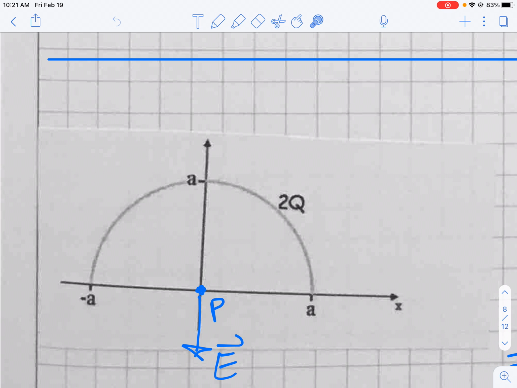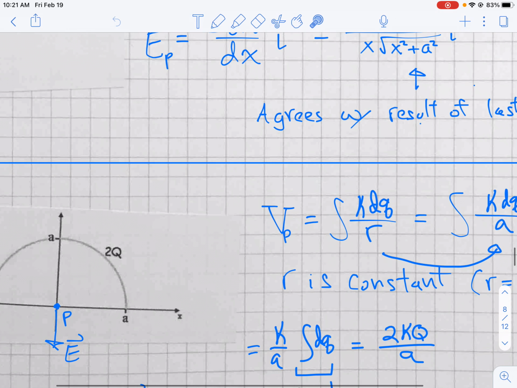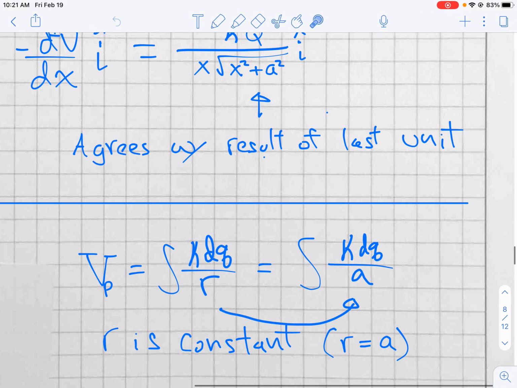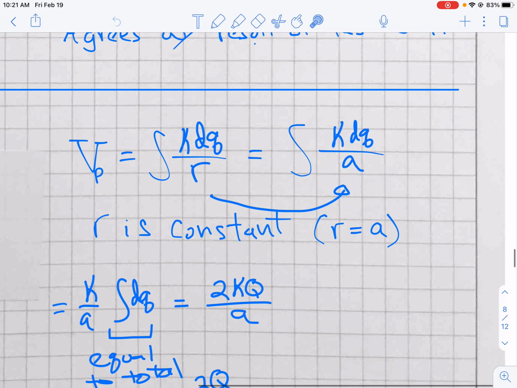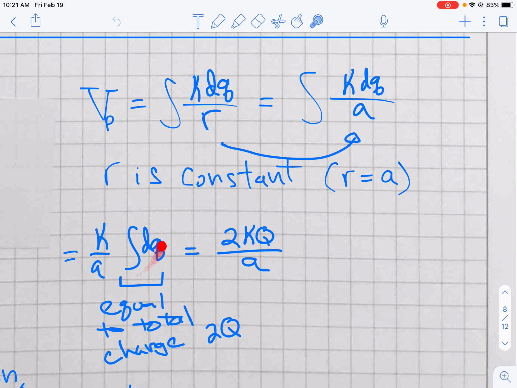And every little spot on here, because our charge density is uniform, right? It's not like one end of this has more charge than the other end of it. It's not like our charge density varies with angle or anything. We have the same amount of charge here, here, here, same amount of charge spread evenly over this. Because of that, it's going to make integrating really easy. So the voltage at point P is the integral of k dq over r. R is a constant, which in our problem is a. K is a constant, so we can pull k over a out. And then we're left with the integral of dq.